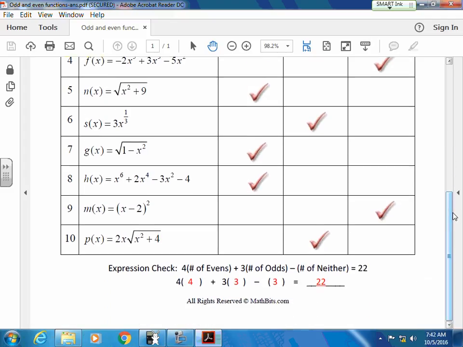Let's look at the bottom. Anything before 10 you want to look at? So for 10, you're going to have to replace both of these x's, this one and this one. So it's going to be negative x times 2 square root negative x squared plus 4. So this is going to become negative 2x. This stays exactly the same.